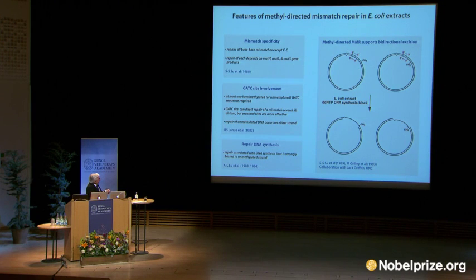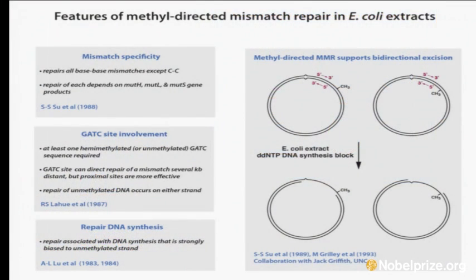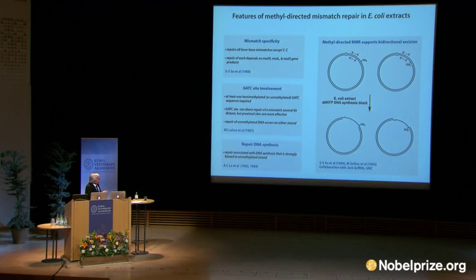So when hemimethylated DNA is incubated with an E. coli extract under conditions of a DNA synthesis block, this results in production of a single strand gap that spans the shorter path between those 2 DNA sites. And this was true for both hemimethylated configurations of the substrate. Because the 2 DNA strands are anti-parallel, this said that there's no obligate polarity of the 2 DNA strands, and suggested that the methyl-directed system is capable of bidirectional excision. And I'll return to that point in a moment.